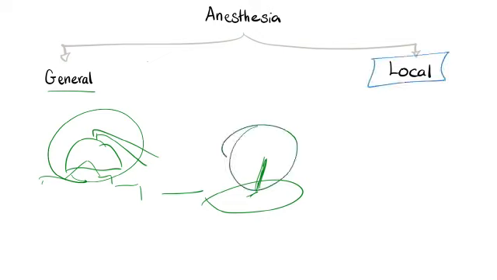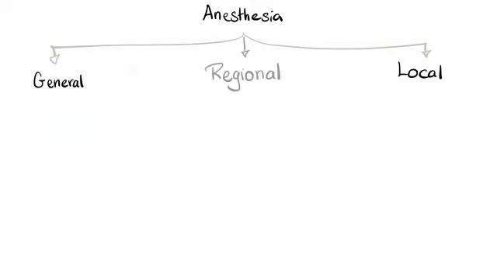On the other hand, local is completely different. Let's say I want to work on your mouth, like you have the dentist, or I want to remove an abscess. This is local, lidocaine, etc. There is also a subtype which is in between general and local, and it's called regional. It is not as general and it's not as local as local.